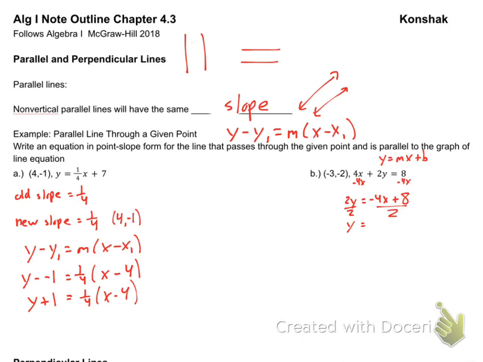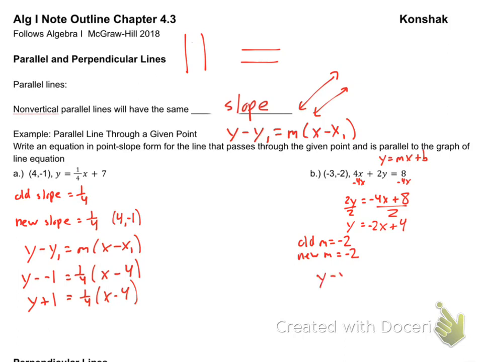What's -4 divided by 2? That is -2x, and 8 divided by 2 is 4. So I get y equals -2x plus 4. And so the old m equals -2. The new m is also -2 because they're parallel.